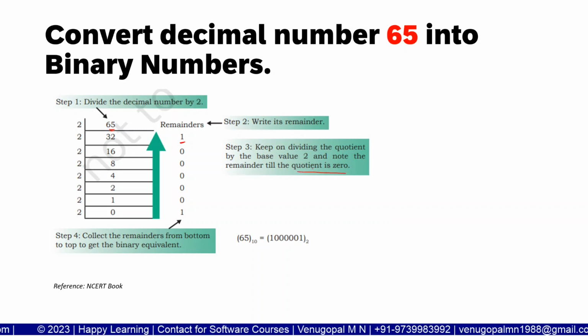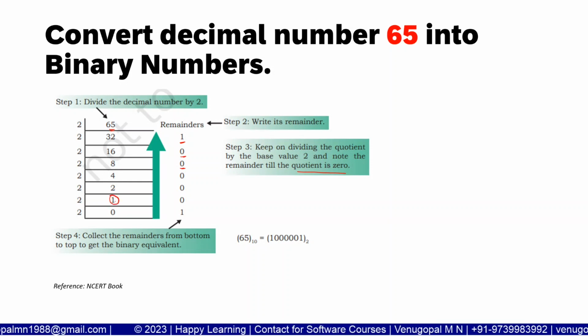Quotient has to be 0; you have to stop the process only then. Since the quotient is not 0, let us repeat the process. 2 1s are 2, 2 6s are 12. Quotient is 0. Now again, divide 16 by 2. 2 8s are 16. Remainder is 0. 2 4s are 8. Remainder is 0. Then divide 4 by 2. 2 2s are 4. Remainder is 0. 2 1s are 2. Remainder is 0.